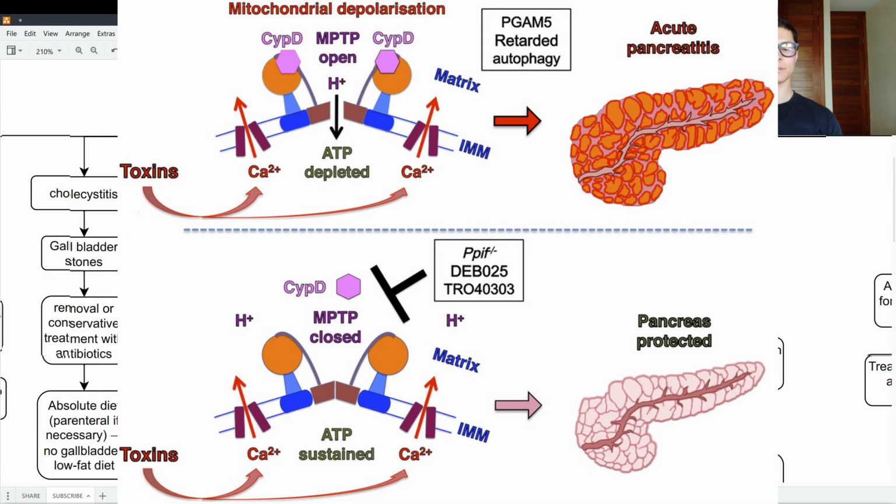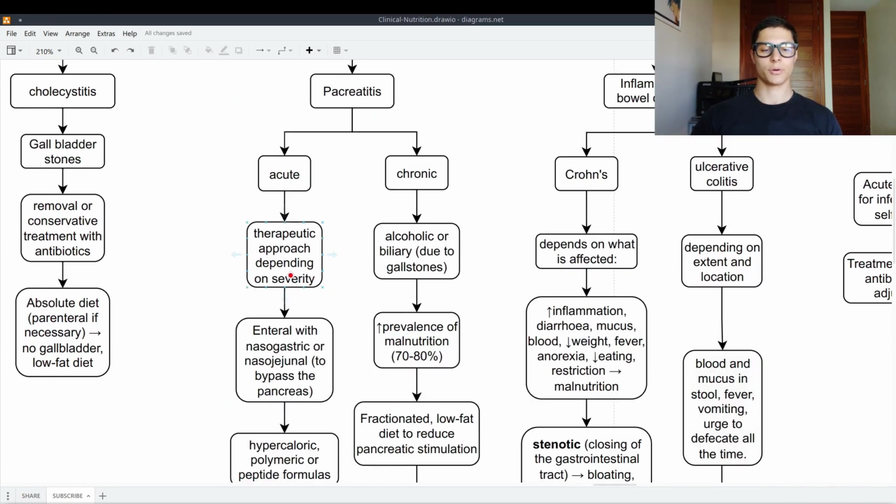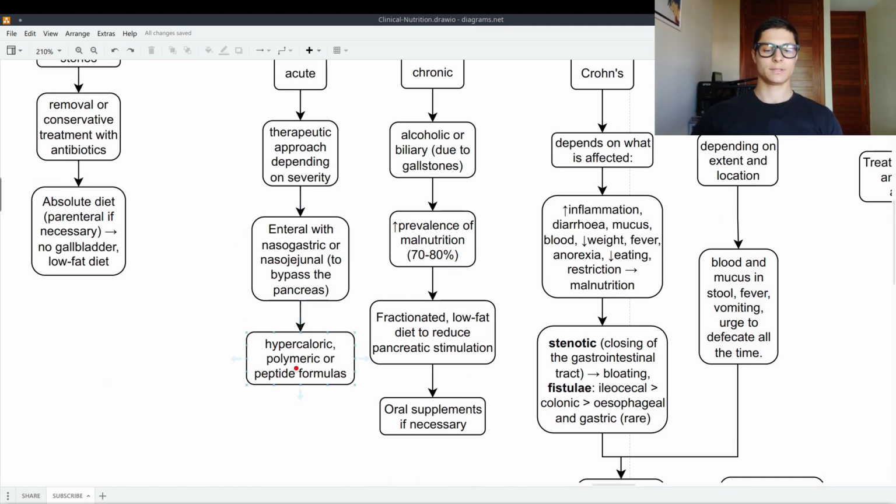In the pancreatitis, we have the acute one and the chronic. Acute, therapeutic approach depending on severity. Enteral with nasogastric or nasojejunal to bypass the pancreas indeed, we get over the problem. Hypercaloric, polymeric or peptide formulas. These are because we cannot really digest effectively everything we eat, so therefore we use those formulas with everything pre-digested.